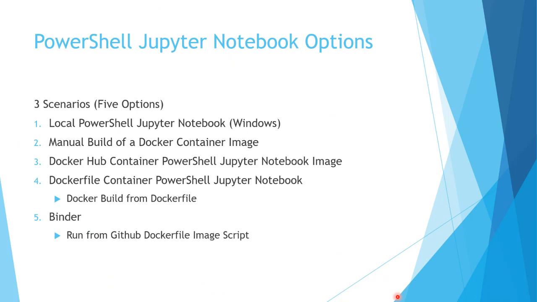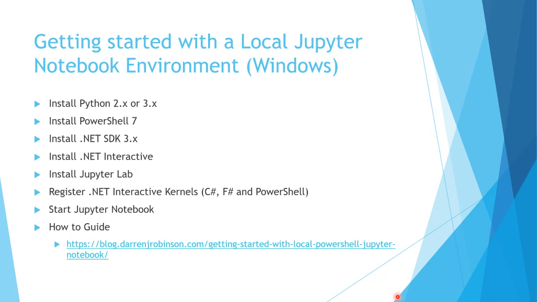The 3 different scenarios we've got are a local environment where it's running on your local Windows machine, containerized using Docker, and then a cloud environment using Binder. I'm going to briefly talk about each of these and show you where you can get the guides that I've previously done to show you how to get started with those. So the first one we're going to look at is a local Jupyter Lab in a Windows environment that's local to you.